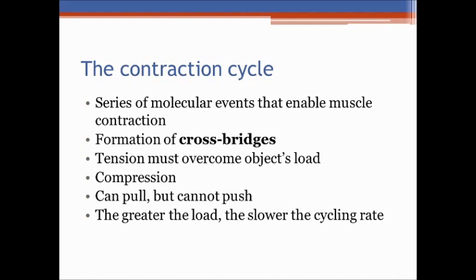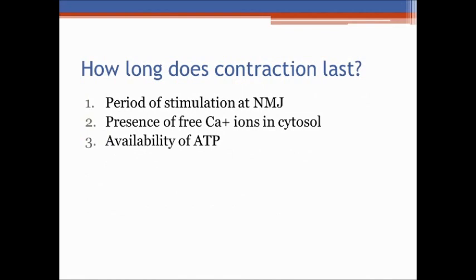So in this way, we can think of it as muscles have tension rather than compression. So they can pull, but they cannot push. The greater the load that you're trying to pick up, the slower the cycling rate, which makes sense, right? Because it's more difficult and it takes a longer time for muscles to contract if you're lifting something that's heavier for you rather than lighter for you. There are three factors that come into play to determine how long muscle contractions last: the period of stimulation at the neuromuscular junction, the presence of free calcium ions in the cytosol, and the availability of ATP.